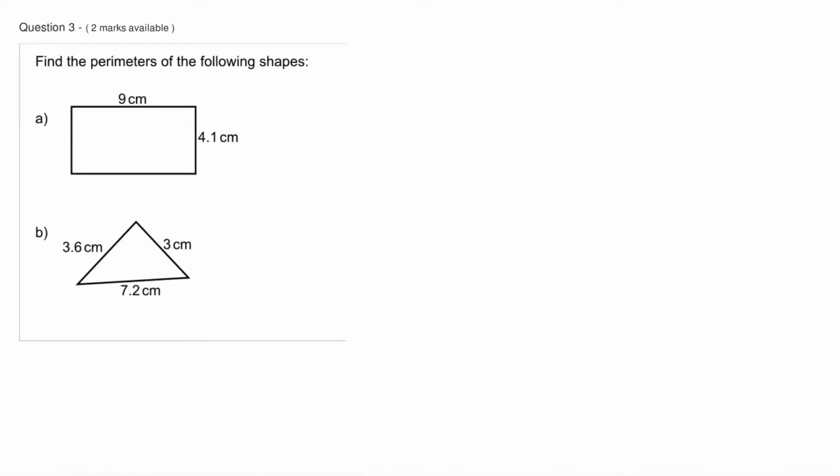Now, moving on to question 3. For part A, you've got a rectangle. You are asked to find the perimeter. So opposite sides of a rectangle are equal. So this side will be 9 centimeters and this side will be 4.1. So to find the perimeter, we are adding up all the sides. So that's 9, add 9, add 4.1, add 4.1, and that will give you an answer of 26.2 centimeters.